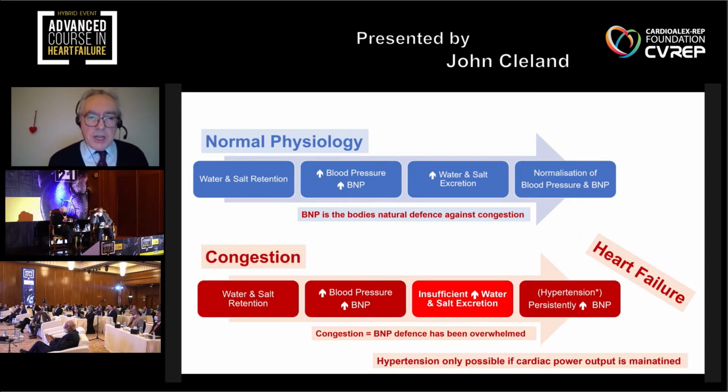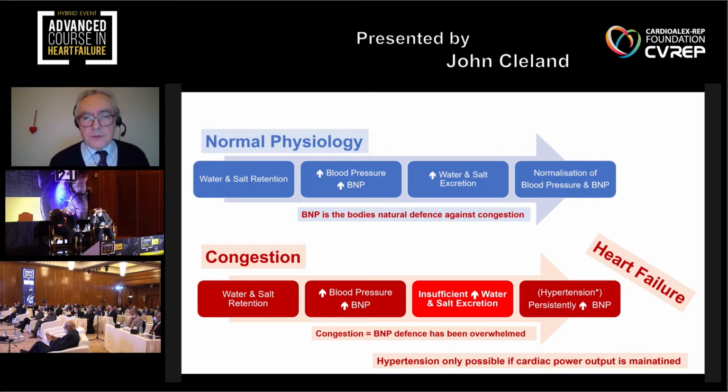The problem with congestion is water and salt, and I would emphasize the water excretion. If you look at edema, it's a gallon of water or liters of water and a pinch of salt. So congestion is all about water retention with salt.